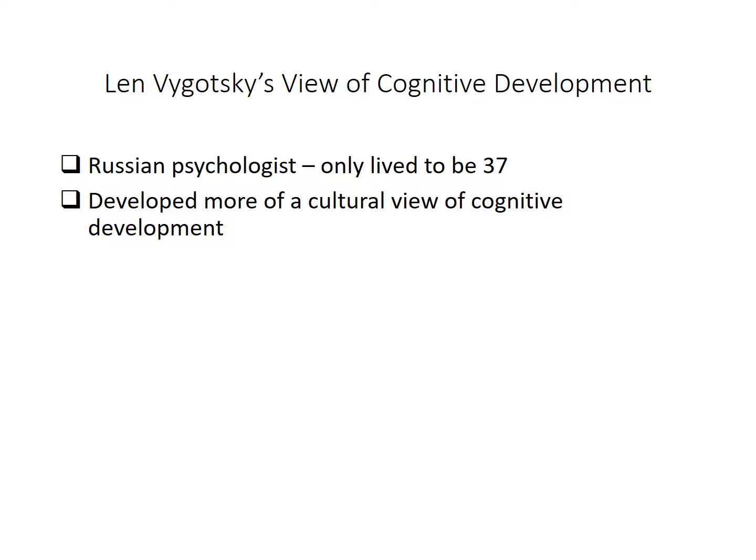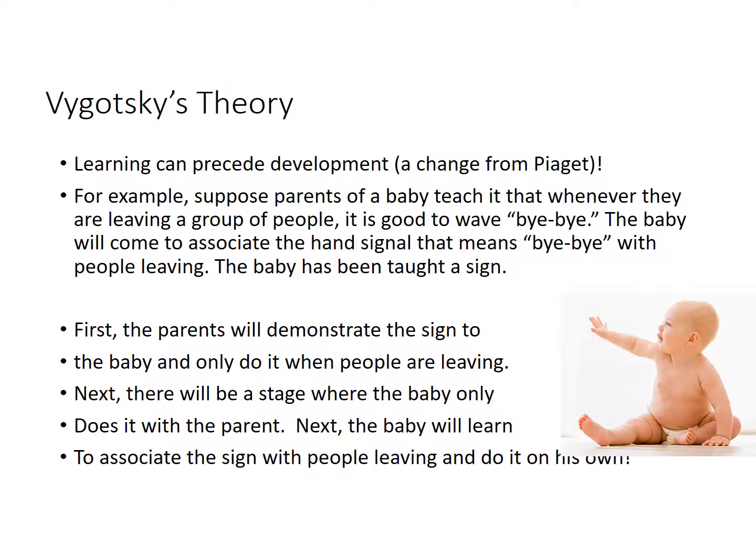Another important theory of cognitive development is Vygotsky's view of cognitive development, and he was a Russian psychologist. Unfortunately, he only lived to be 37, but in those 37 years, he developed more of a cultural view of cognitive development. His idea was sort of different than Piaget. Piaget said learning goes along in development and it just happens over time naturally, and he said development has to happen and then learning happens. But Vygotsky switched that. He said, you know what? Learning can come before development, which is a change from Piaget.